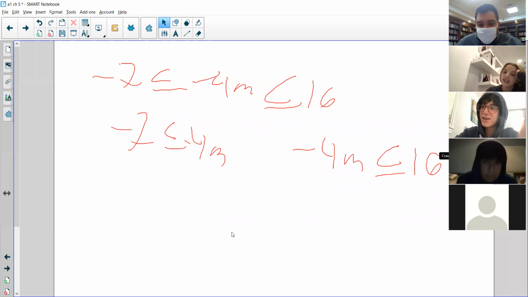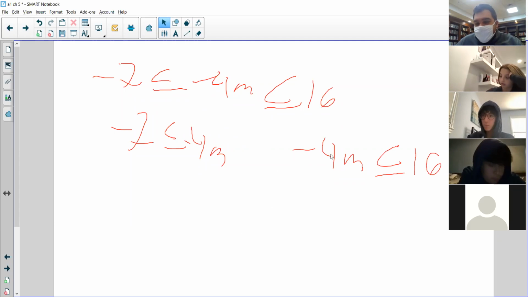16. Okay. Can you please do it? It's pretty simple. He already did it for you. Look, you split it into 2 equations and do it. And then all you have to do is divide by 4. Divide both sides by 4 and you have your answer. Negative 4, by the way, so you got to flip the sign.